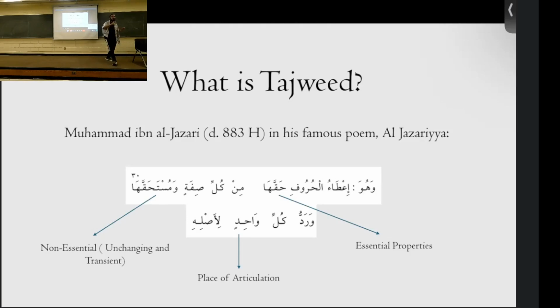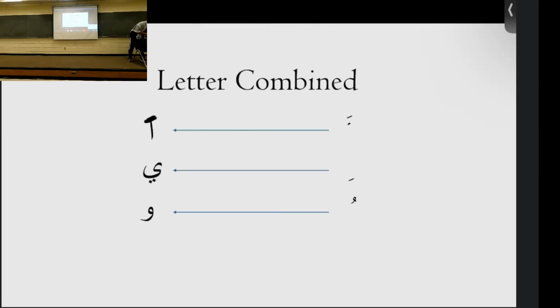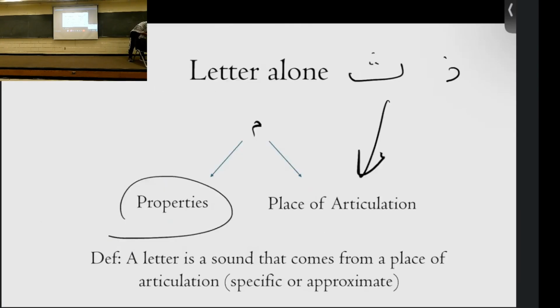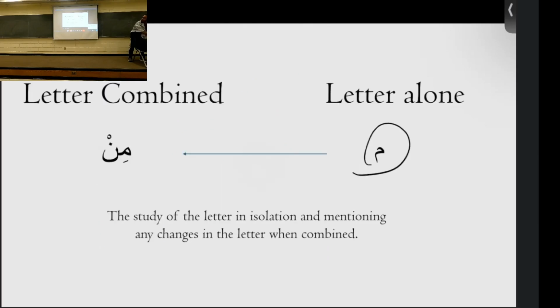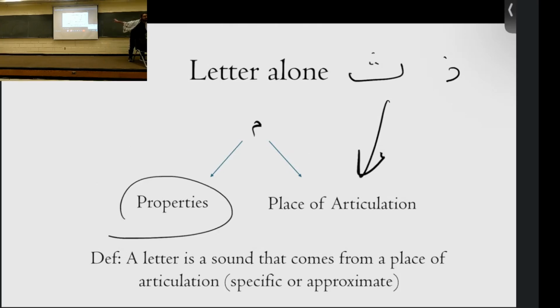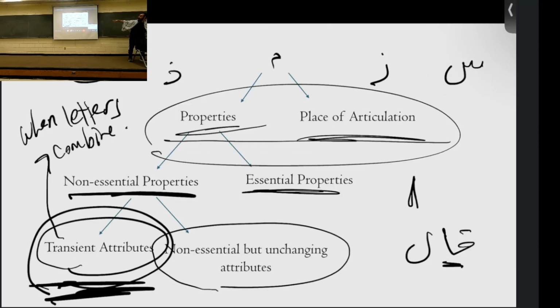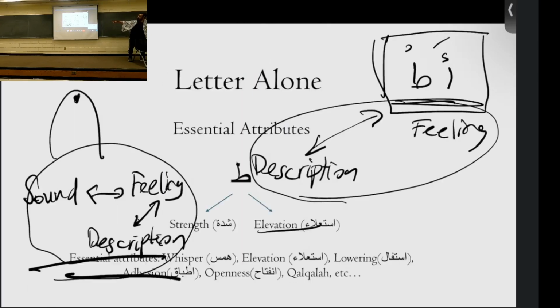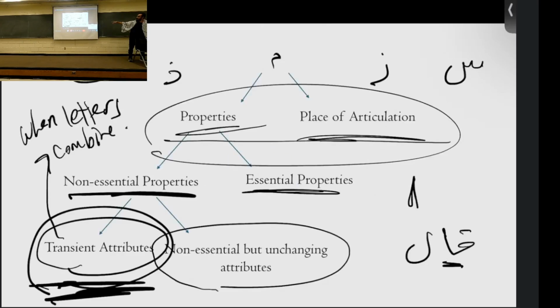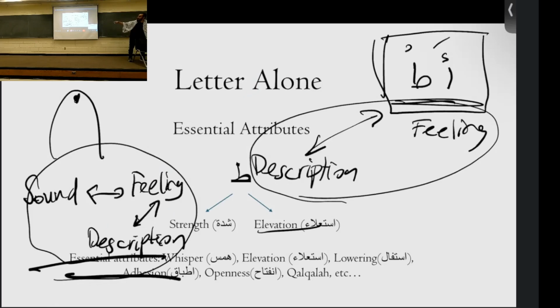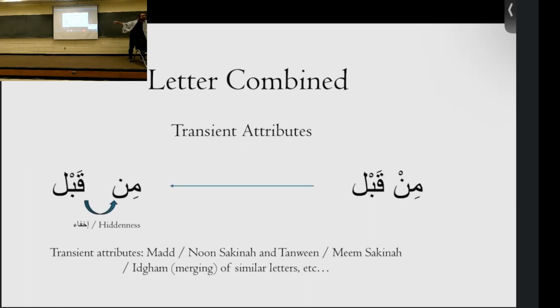Okay, we'll do the quickest review possible. Just really quick. Okay? What is tajweed? Letter alone, letter combined. Letter alone, physical instruments, something we call properties. This is the whole of tajweed. I'll show it to you every time to remember it, right? Essential attributes, transient attributes, which happen when we combine letters, right?